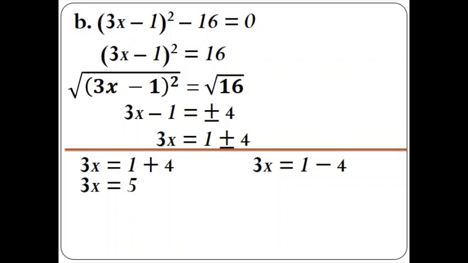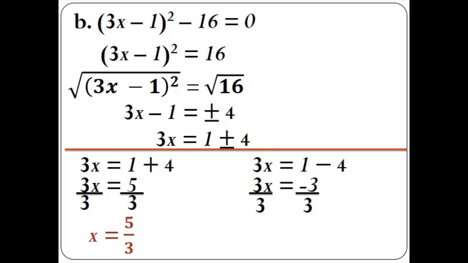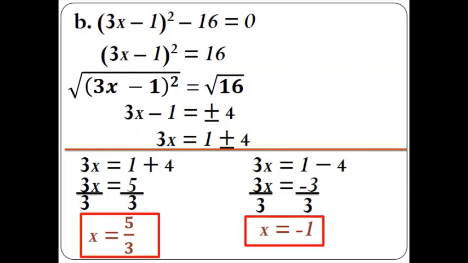Then, to get the value of x or the solution is divide both sides by 3. And x is equal to 5 over 3. And sa kabila naman, 3x is equal to 1 minus 4 is negative 3. And to get the root, divide both sides by 3. Therefore, the another root is x is equal to negative 1. So, the roots are positive 5 over 3 and negative 1.